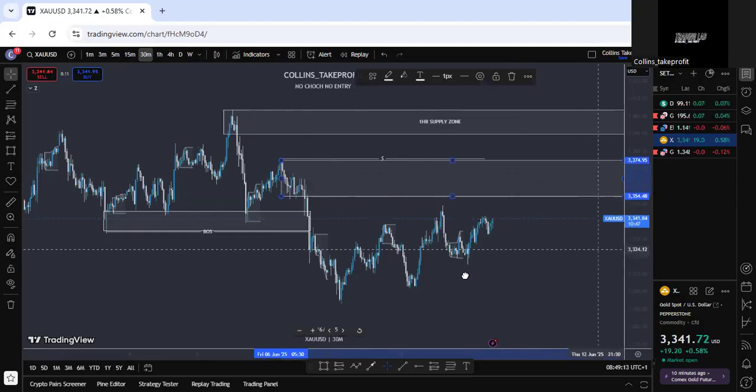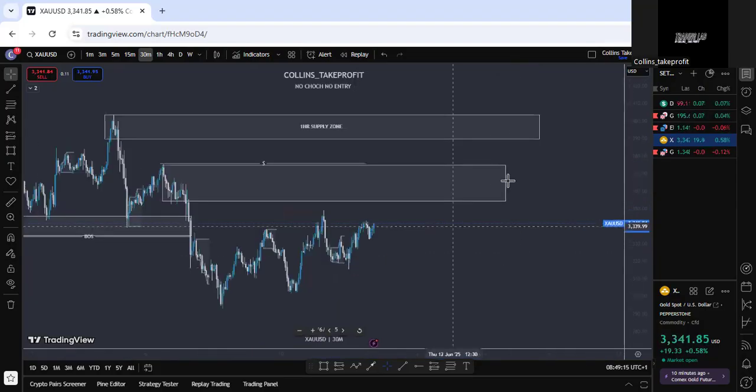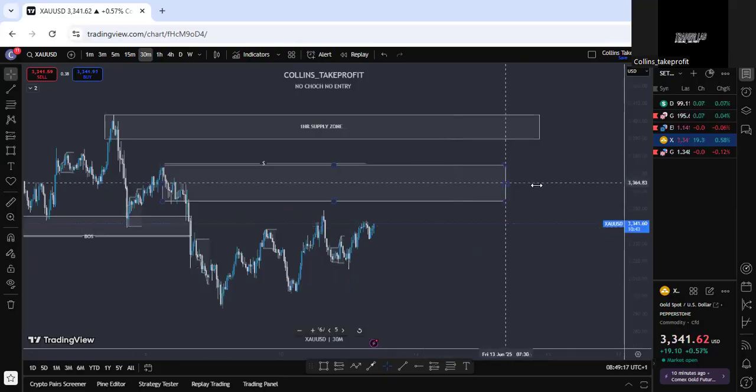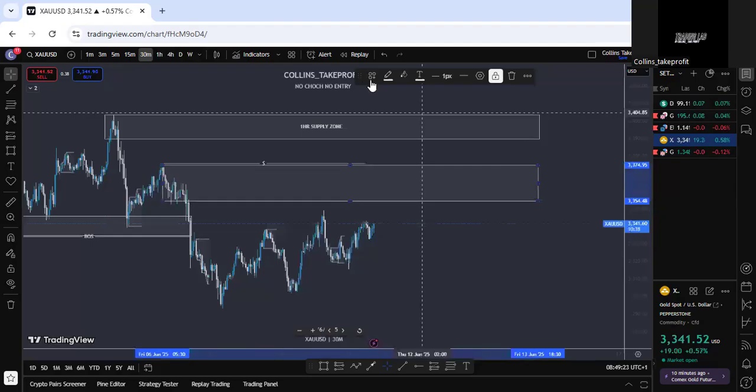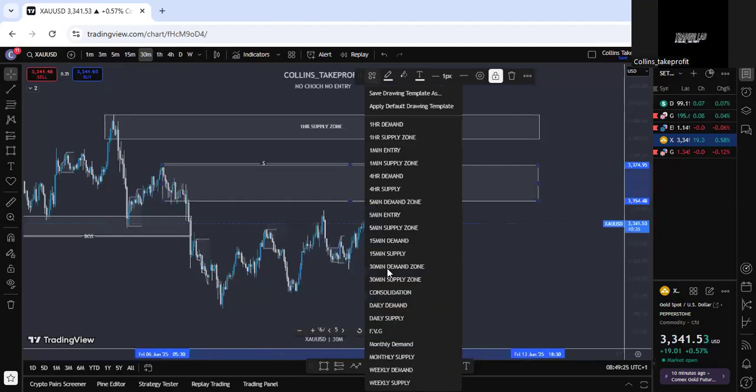Now, this also can be a valid area based on confirmations. You have to understand you need to have your own personal trade confirmation before you execute a trade, all right? So you need to have a personal trade confirmation before you execute a trade.